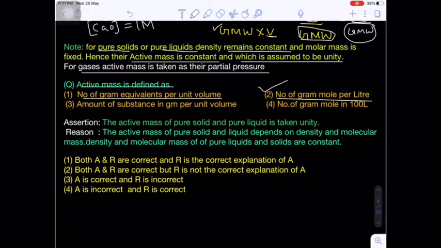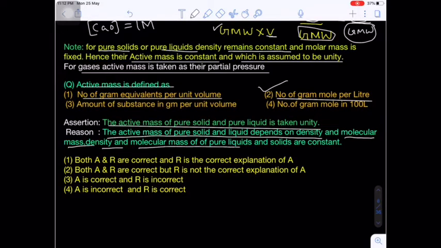Now an assertion-reasoning type question. The active mass of pure solids and pure liquids is taken as unity. Just now I told you the active mass of pure solids and pure liquids depends on density and also molecular mass. Density and molecular mass of pure liquids and pure solids are constant. So that's why the active mass of pure solids and pure liquids is taken as a constant, and that constant is assumed to be unity. So both are correct and the explanation is correct. Okay, first option. Are you getting my point?